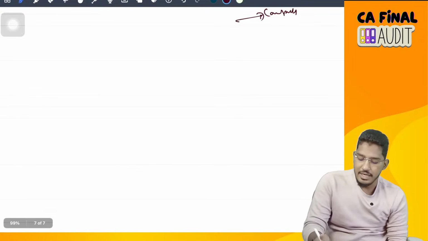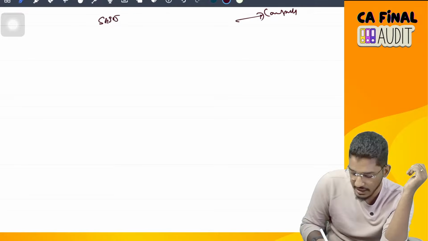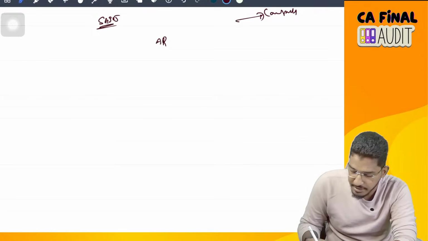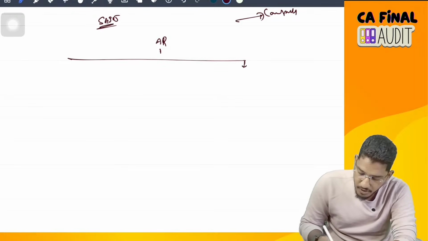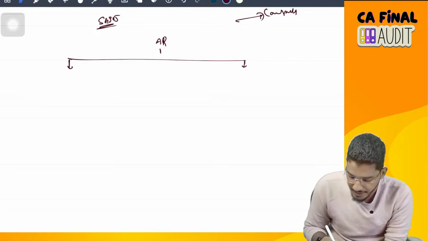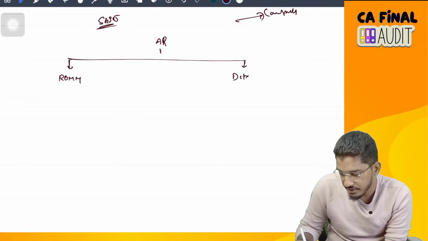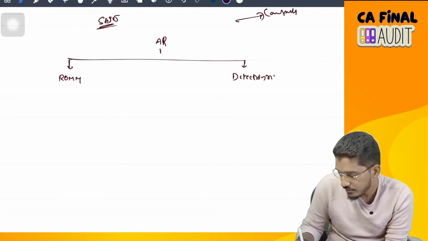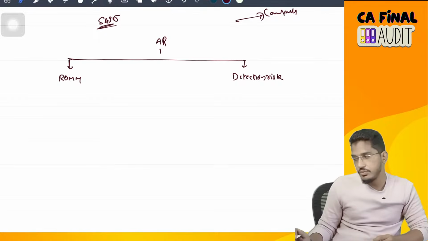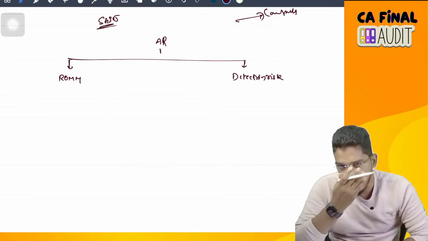Now, a few more things. What the standard says is, this audit risk, the assessment of audit risk, all that discussion has been given under SA 315. And SA 315 says that audit risk comprises two components. Audit risk happens because of two components. One is the risk of material misstatement and the other one is detection risk.